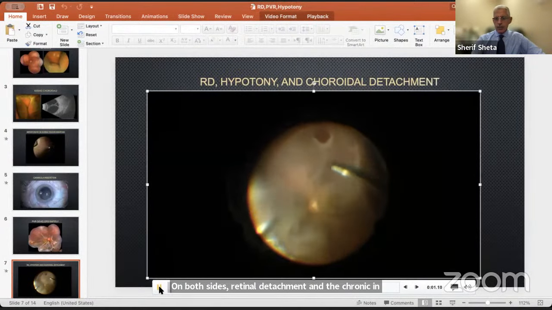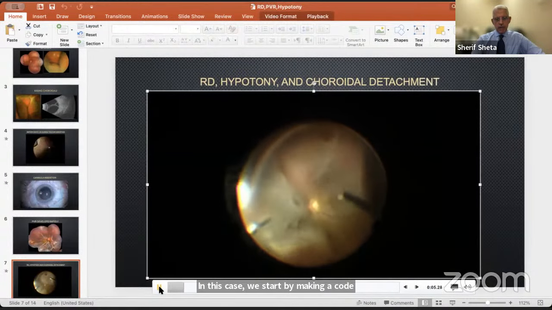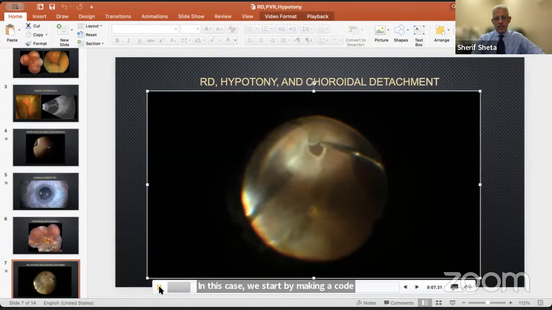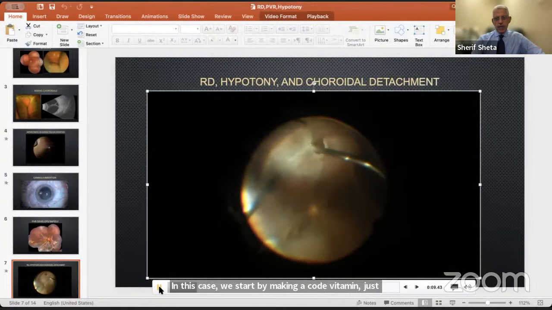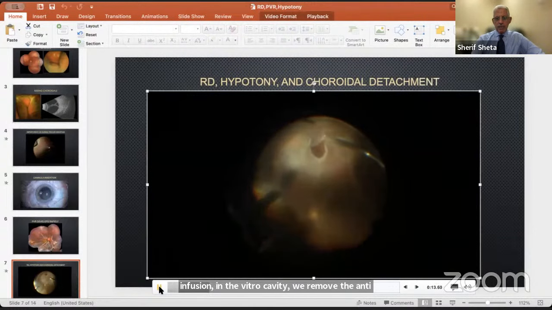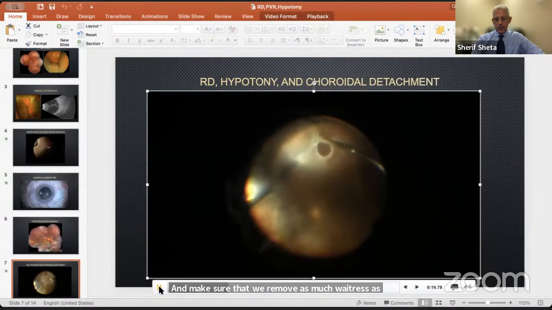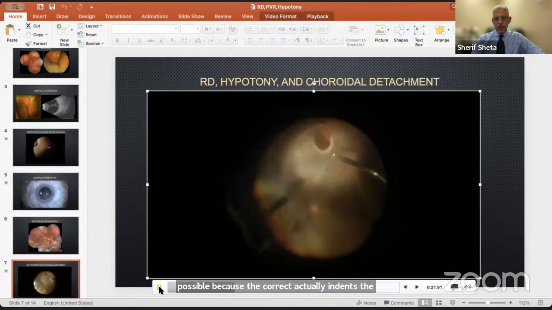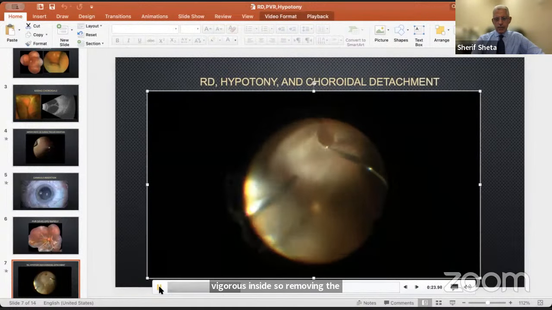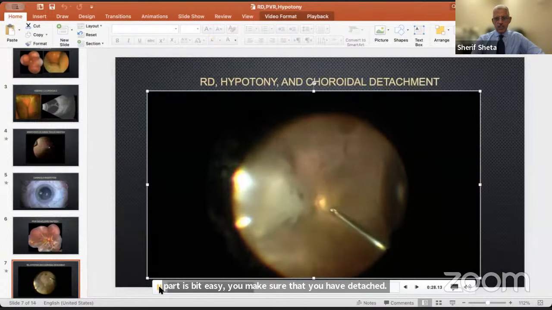In this case, we start by making a core vitrectomy, just a core vitrectomy. After making sure that the infusion cannula is in the vitreous cavity, we remove the anterior traction on the flap of the break and make sure that we remove as much vitreous as possible, because the choroid actually indents the vitreous inside. So removing the vitreous in the central part is a bit easy. You make sure that you have detached the posterior hyaloid, because this is essential in this step.